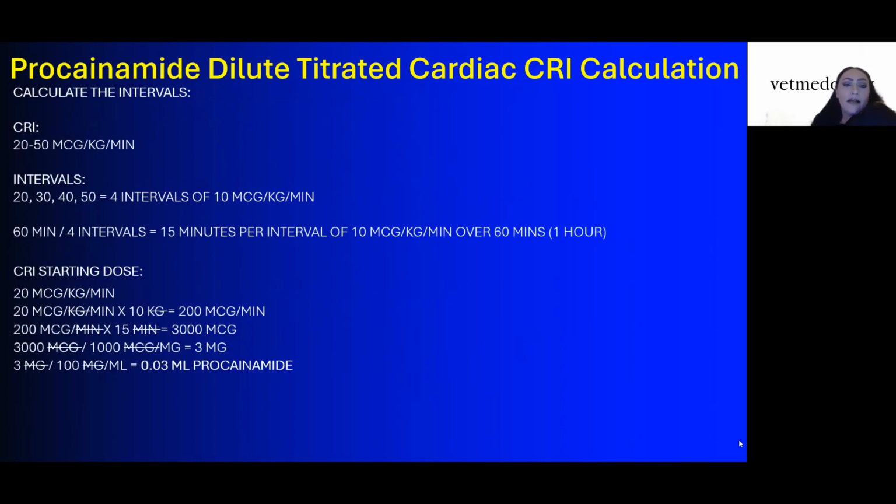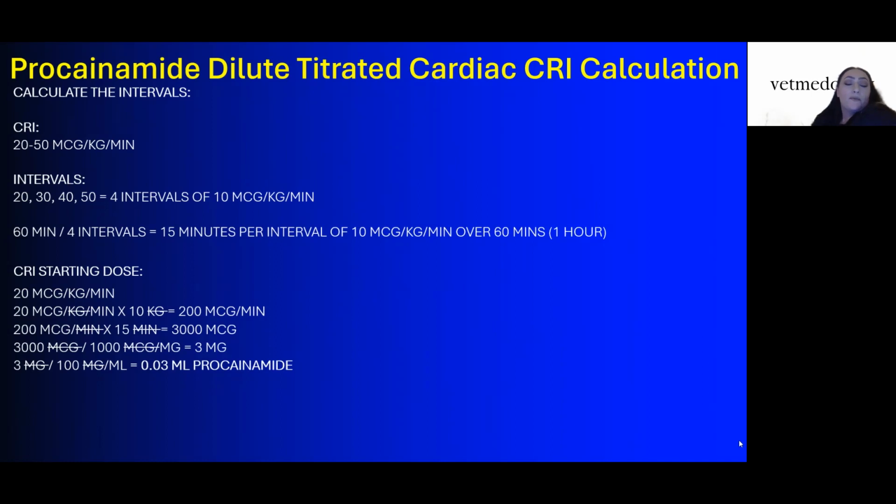All right, so to calculate the intervals, this is 20 to 50 mics per kg per minute. So 20, 30, 40, 50. That's 4 intervals of 10 mics per kg per minute, basically in between those numbers. So 60 minutes divided by 4 intervals equals 15 minutes per interval of 10 mics per kg per minute over 60 minutes or 1 hour.